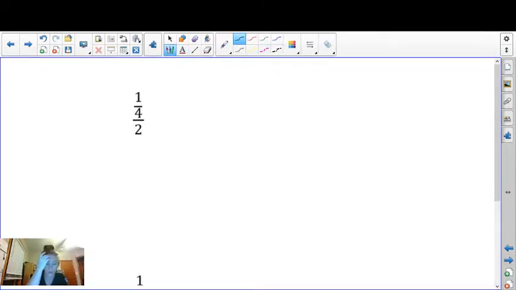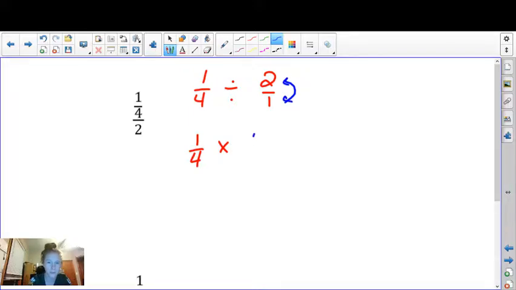Okay, so what we're going to do with these is we're going to simplify these. So right now I have 1/4 divided by 2, and we know 2 is 2 over 1. So far all I've done is take my problem and rewrite it. So I keep the first one the same. I change into multiplication, and these guys are going to flip spots. So this turns into 1 over 2.